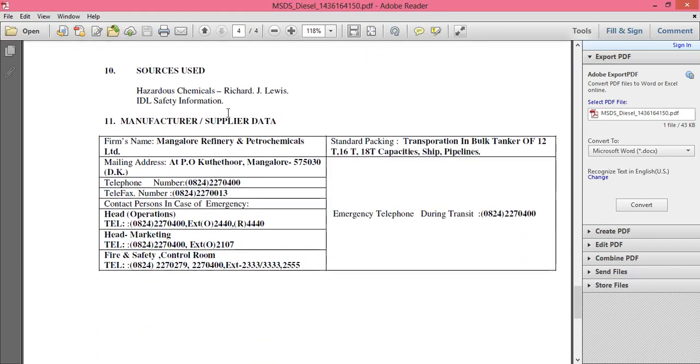Sources used for this particular MSDS are given here, and then the manufacturer supply data is given here: what is the firm's name which is supplying or manufacturing this, what is the mailing address of this firm, what is the telephone, telex number, contact details of this particular cargo firm. Standard packing is given here, and the emergency telephone during transit is given here.